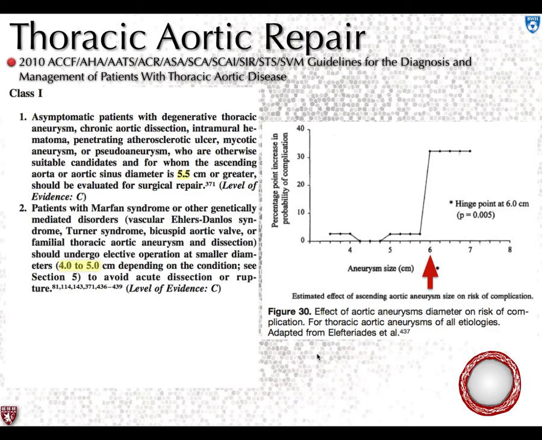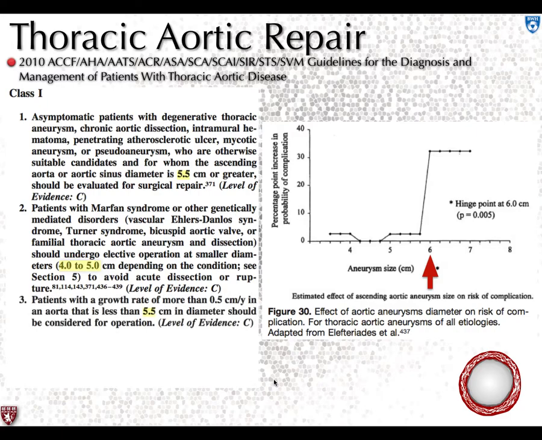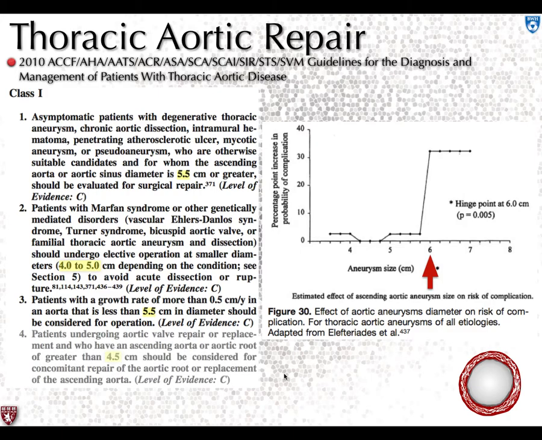If you have patients that have genetic issues with connective tissue disorders, they change the range. So anything from 4 to 5. I don't know why they just didn't say 4 instead of 4 to 5. It would make it simpler. So anything over 4, potentially they could operate on. The absolute threshold is 5.5, but if you grow at a rate of more than half a centimeter per year in any part of the aorta, that's an indication to fix it.